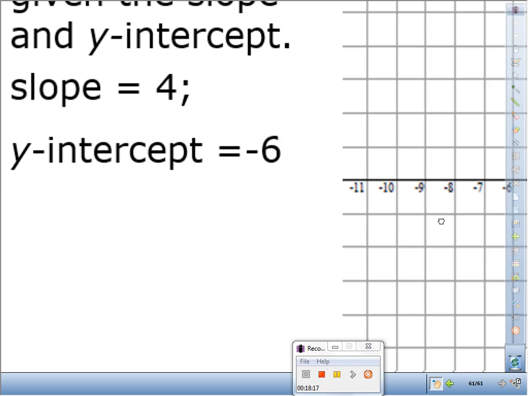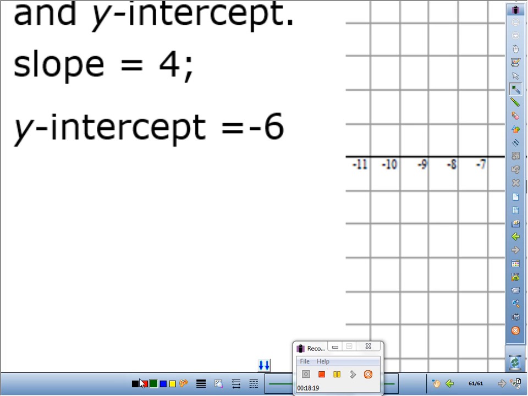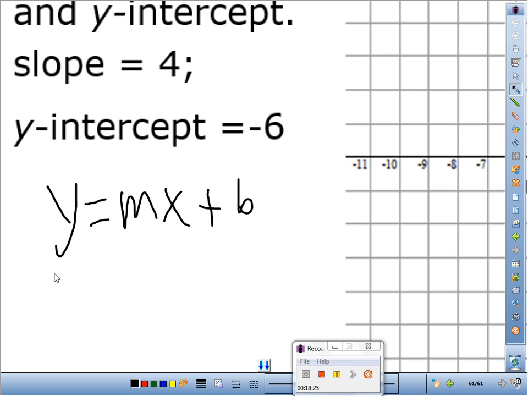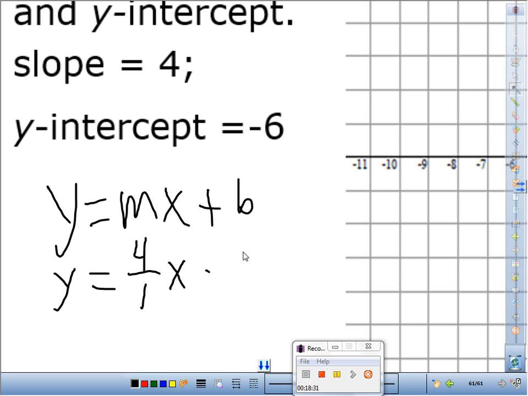Okay, here we go. Hopefully they did this. Y equals mx plus b. From them they wrote y equals 4 over 1x minus 6. Hands if you got that. Y in fraction form because we need it to plot our points. Okay? So let's graph that.